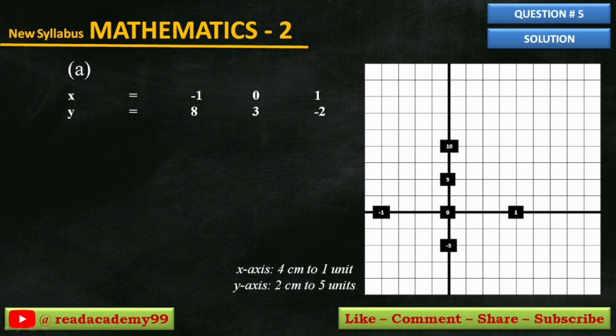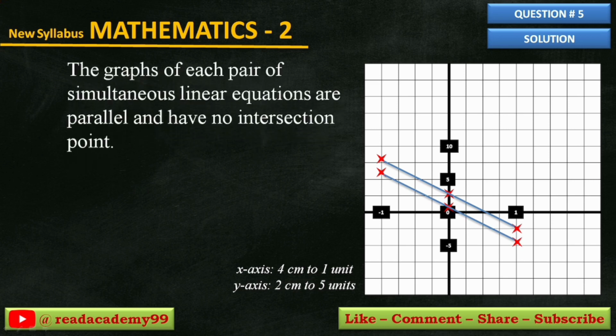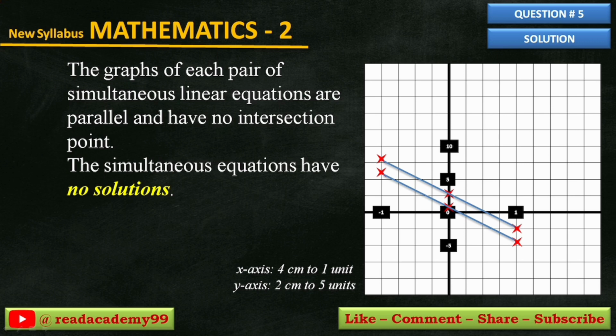The coordinates from the first equation are x minus 1 and y 8, x 0 and y 3, x 1 and y minus 2. Draw a line. The coordinates from the second equation are x minus 1, y 6, x 0, y 1, and x 1, y minus 4, and draw a line. Since you can see that the graphs of the linear equations are parallel and they don't intersect each other, these equations have no solutions.